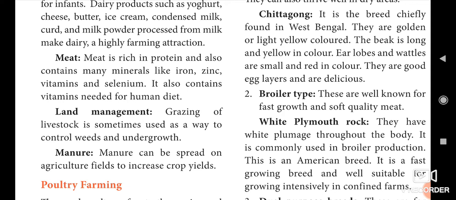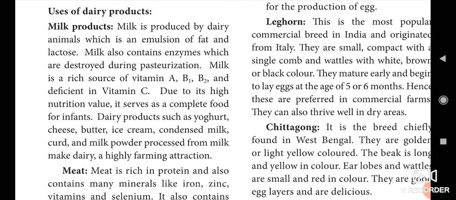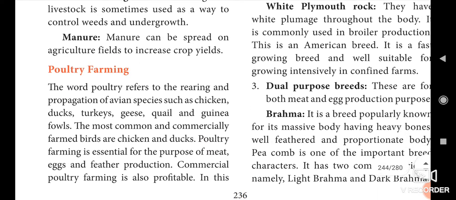Then manure can be spread on agricultural fields to increase the crop yield. Next we see, so these are the uses of dairy product. What are the uses of dairy product? Milk products, meat, land management and manure.